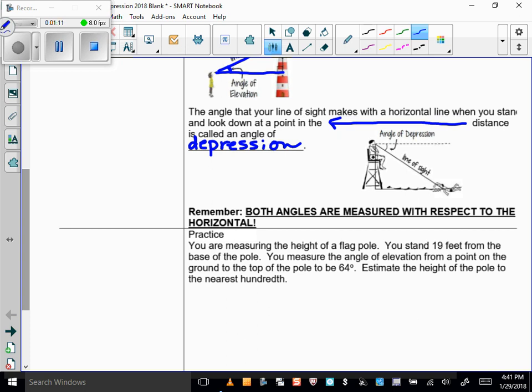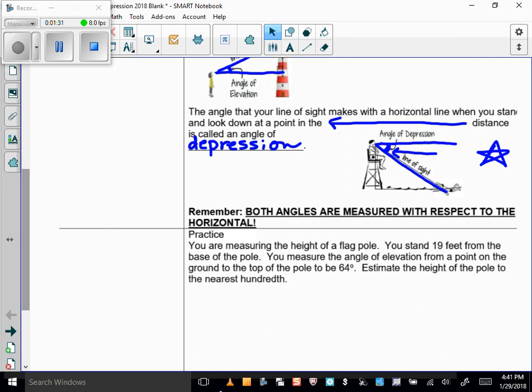Here's the thing, guys, that's going to trip you up if you don't pay very close attention here. My angle of depression, just like the angle of elevation, has to be measured with respect to the horizontal. So there is my angle of depression, right there. It's not the one that you would think it would be. The one that you would think it would be, I think, is this one. That's the one you would want it to be, but no, no, no. It's the one that's measured with respect to the horizontal. So don't forget that. All right.